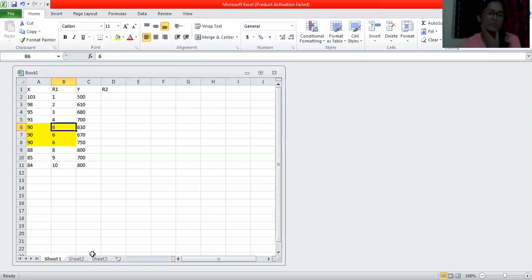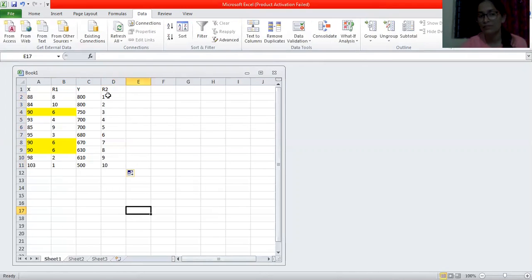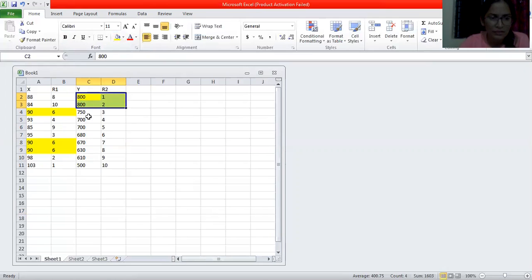So let us do the same for y. We will order them in descending order, and I have given them ranks from 1 to 10. Now I highlight the repetitions. 800 has repeated 2 times. 700 has repeated 2 times. So there are no more repetitions. 800 has repeated 2 times and 700 has repeated 2 times.